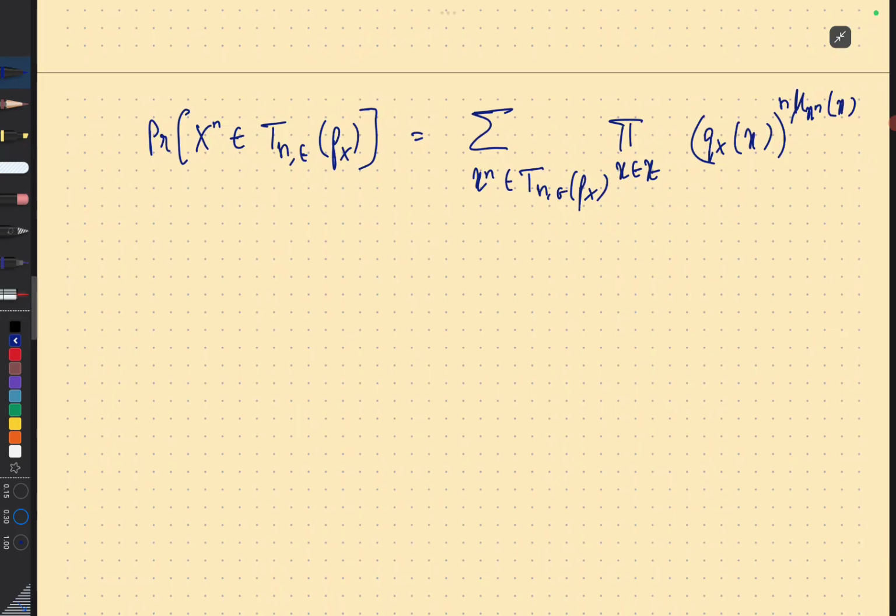So now I have things expressed in terms of quantities that I can very easily bound. What can I say about mu xn of x? I know that each xn lies in Tn epsilon of px. So each mu xn should be close to px.